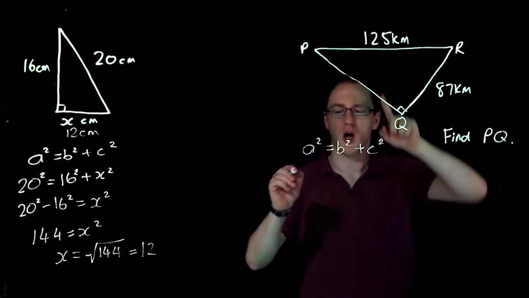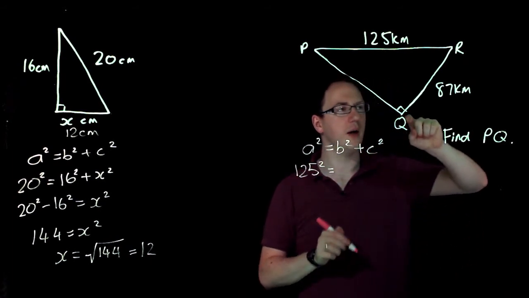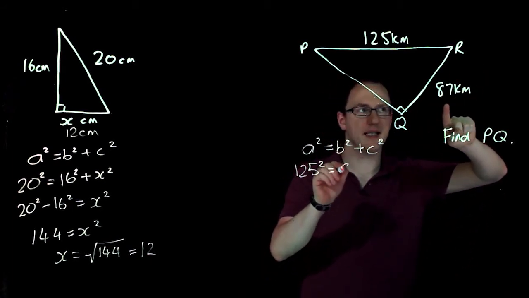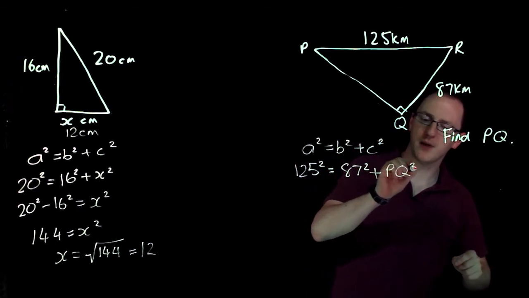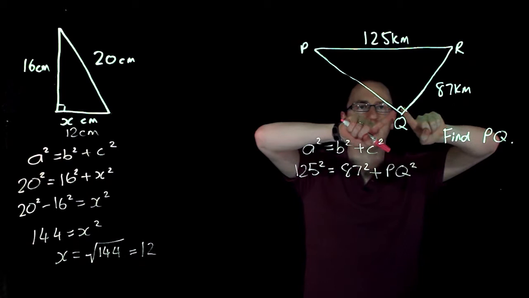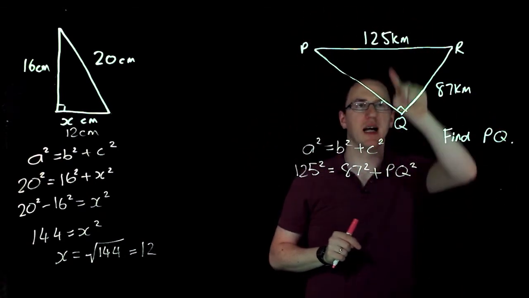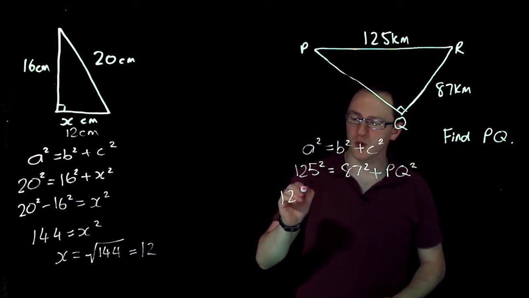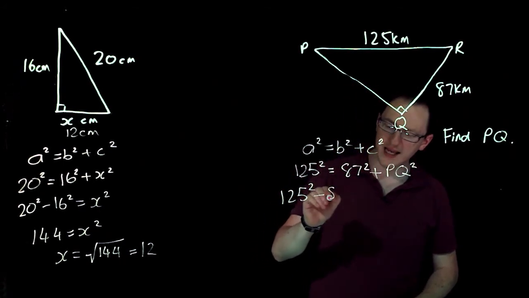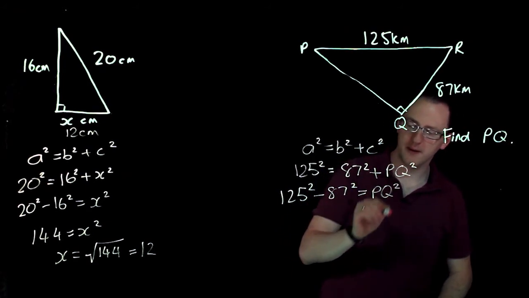So a squared is 125 squared equals b squared. So let's call that 87 squared plus PQ squared. So the sum of these two sides squared equals the square of the hypotenuse. And we know it's the hypotenuse because it's opposite the right angle. So that's 125 squared, take away 87 squared, equals PQ squared.